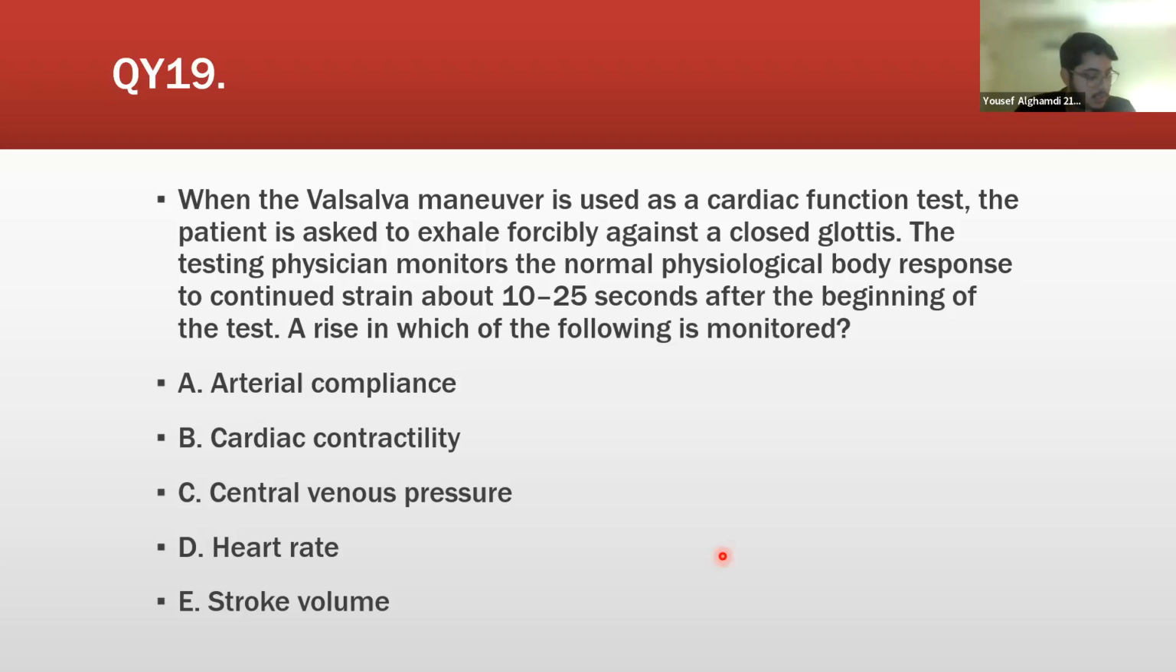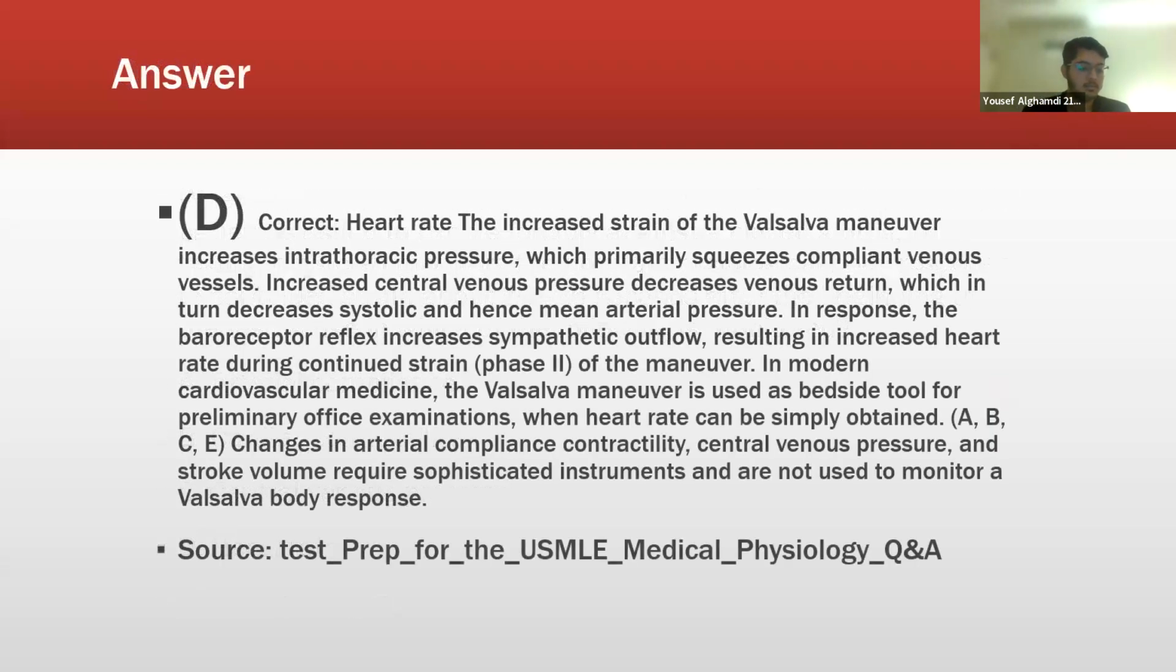Okay, Saad and Asma, CD, you're absolutely right. Sidra, absolutely right. Very good. So the heart rate will increase. So the strain of the Valsalva maneuver increases the intrathoracic pressure. That will squeeze the compliant vessels and increase central venous pressure and decrease venous return, right? So that will in turn decrease systolic and mean arterial pressure. And if that happens, the heart rate will go up. The baroreceptor reflex outflow, basically. So there'll be reflex tachycardia.